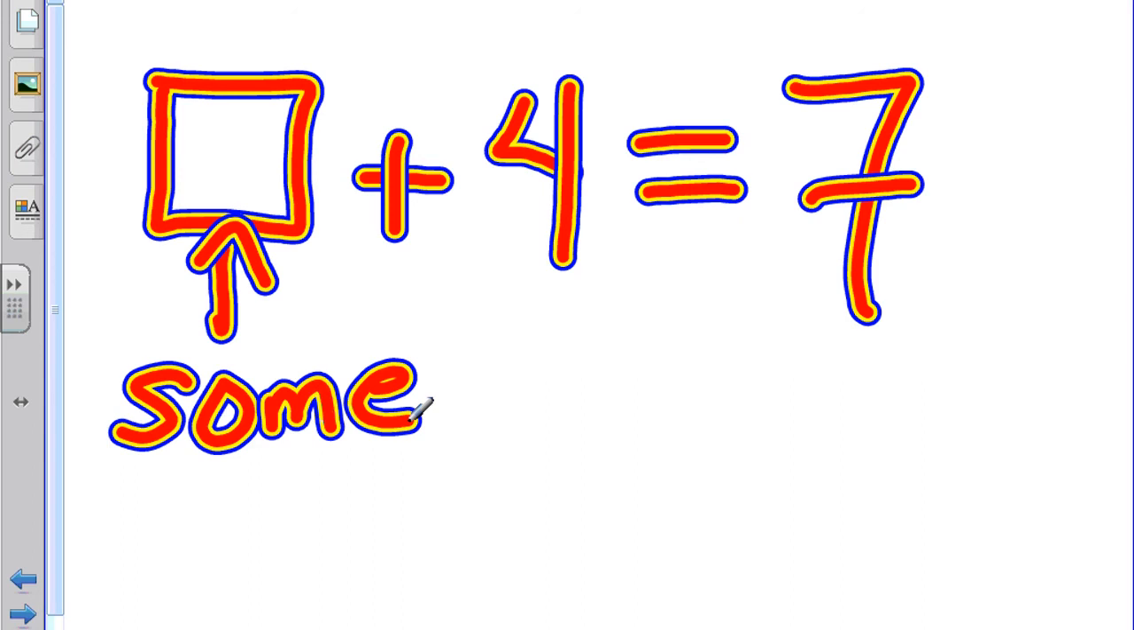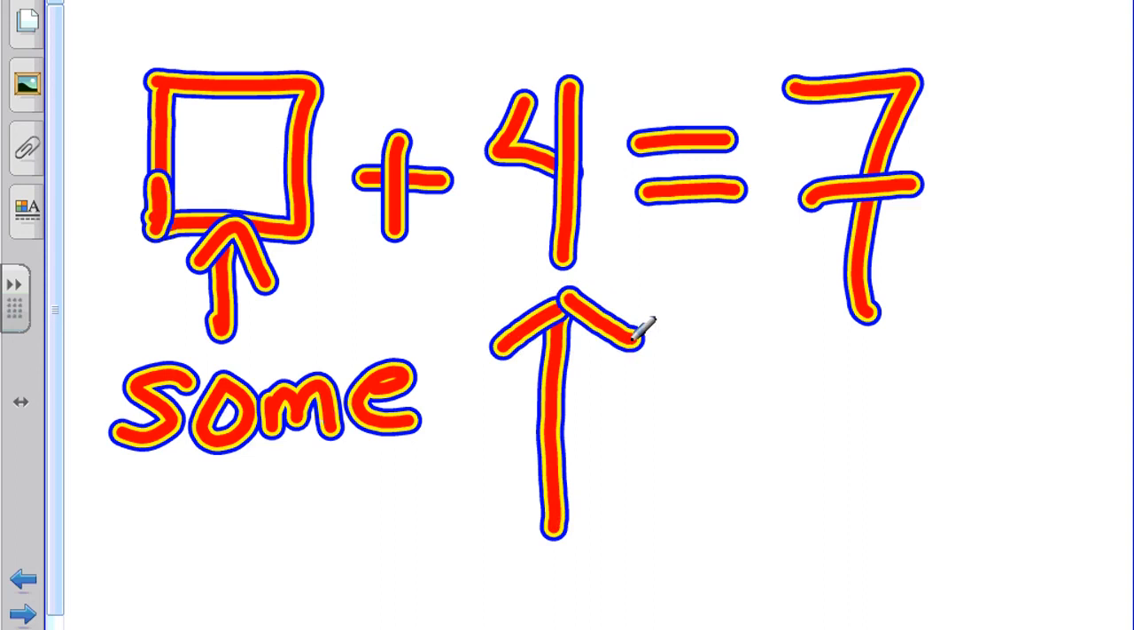I keep getting mixed up. Colby has an unknown here. We don't know what this is here. So Colby has a bunch of F-14 jets. His dad bought him 4 more. Now he has 7 F-14 jets. How many did Colby have in the beginning? Do you see how this works? Alright, here we go for the next one.